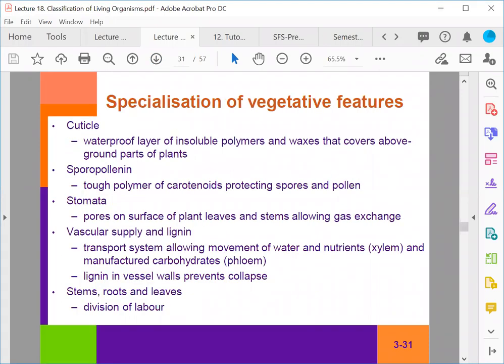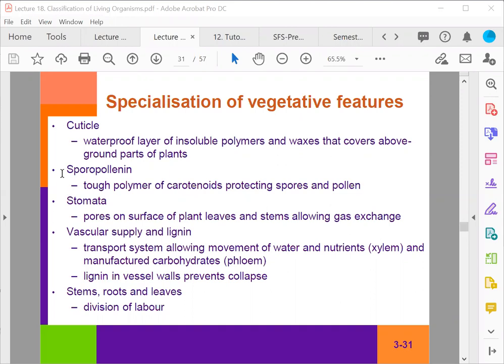All right, so let's look at some of the specialisations of vegetative features that were thought to have developed basically over time in that transition. So firstly, the development of the cuticle. Of course the cuticle is deposited over the entire above ground surface of the plant. It's impermeable and acts as a barrier to water loss. It also filters out quite a substantial component of harmful UV radiation.